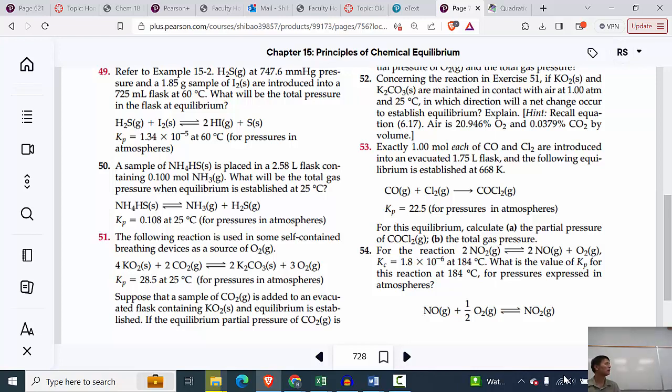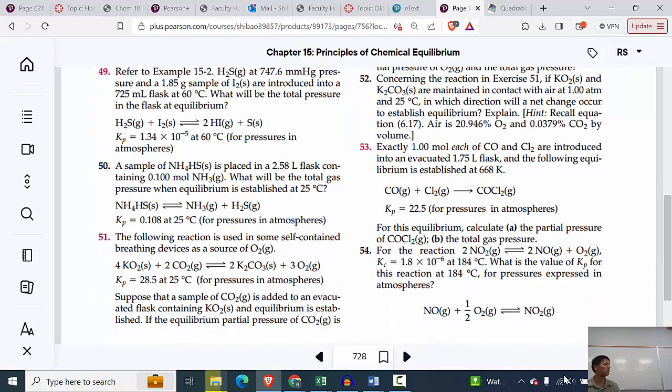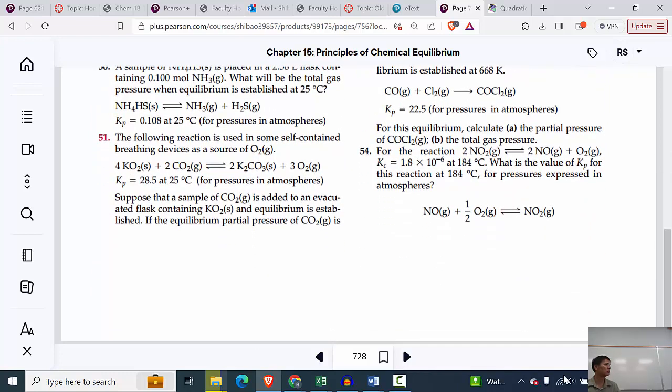So this one's not too bad. There are other problems where they give us the total pressure and ask us to solve for some other stuff. But that's not too bad because we just use Dalton's law in conjunction with our ICE table to figure things out. So you can take a look at these problems here.